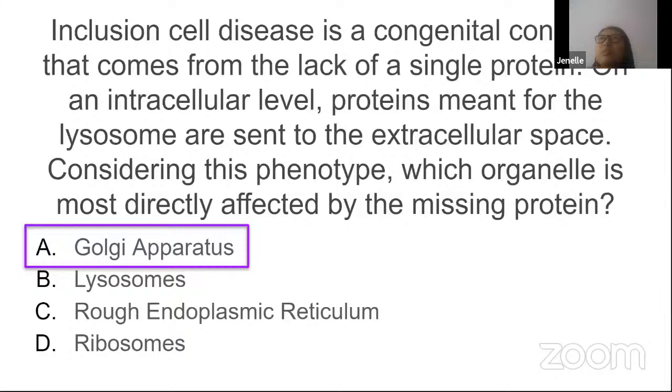And if we think back to what the Golgi apparatus's function is, it is to receive these proteins from the rough endoplasmic reticulum, and sort and direct them to where they should be going, whether it be the lysosomes or outside. That's why the Golgi apparatus is the correct answer here, because that means there is a problem with the Golgi apparatus, which is why the proteins are not going to the right location.